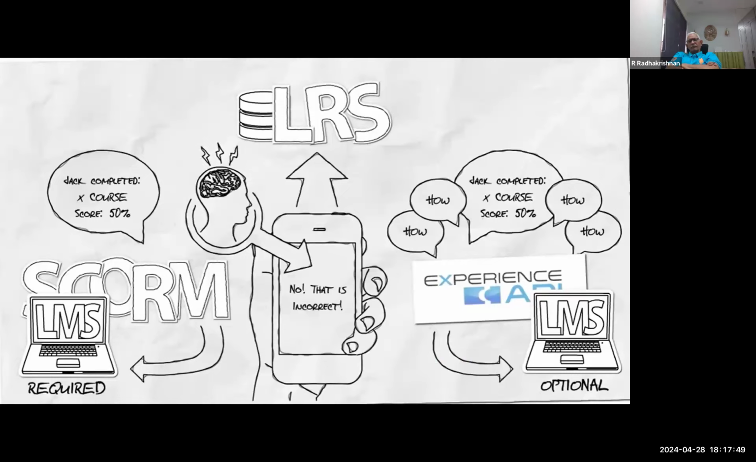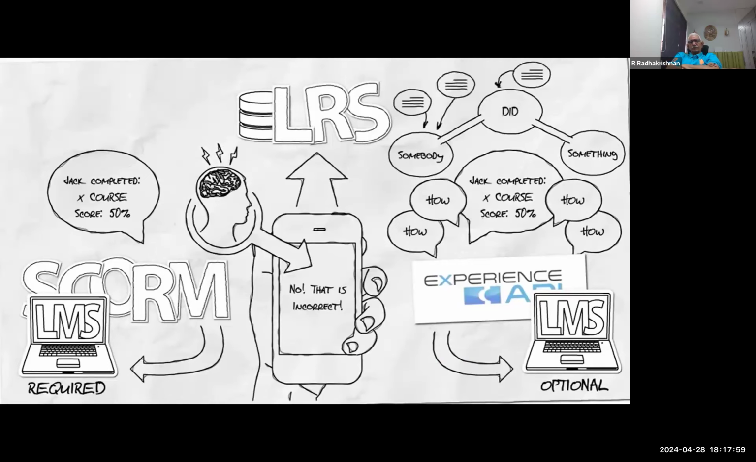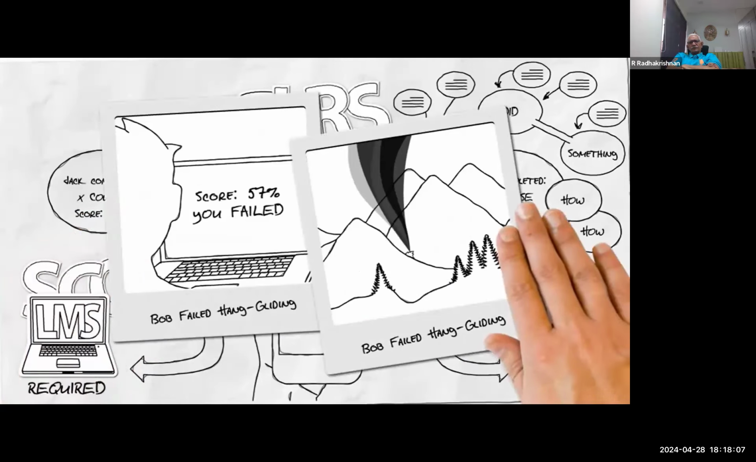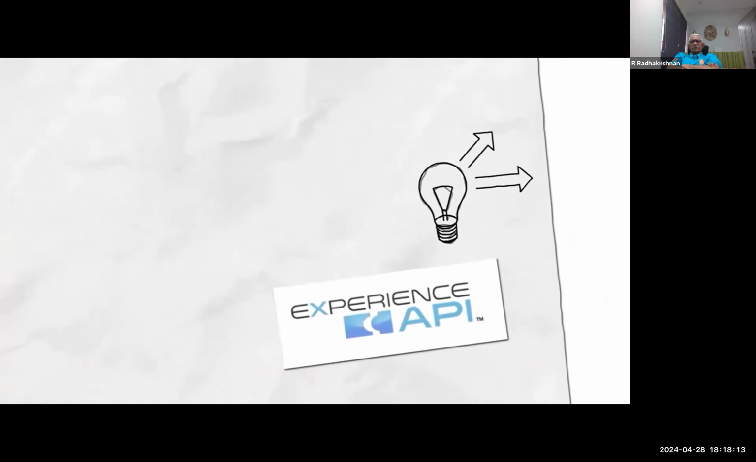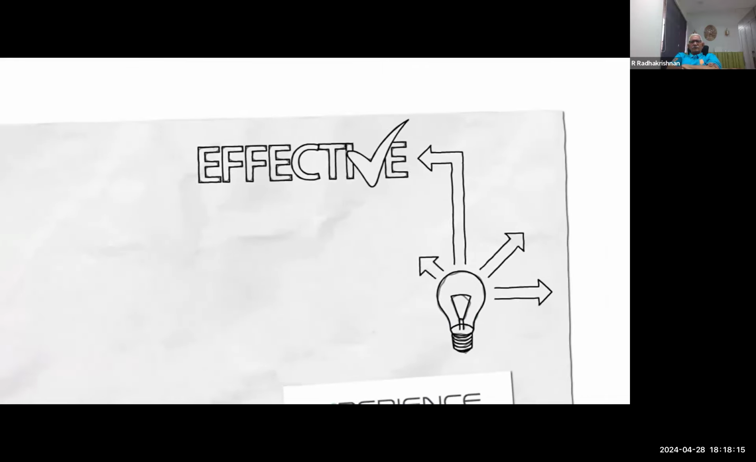But Experience API has more to offer. It allows any kind of message that says, somebody did something. And you may add details about the context, the results, and the authority of the sender of the message. It's clear why these options may be needed. Bob failed hang gliding means something very different when you consider context. With care and planning, this new tool can be used effectively.